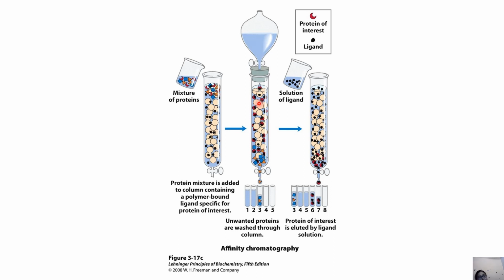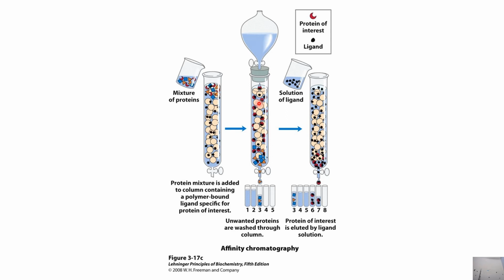Then we have affinity chromatography. Here the proteins are separated based on their affinity for a particular ligand. This is a column. The protein mixture is added to the column containing a polymer bound ligand specific for a protein of interest. Suppose we have a protein of interest in our mixture of proteins, and we want to separate only that protein. We know that there is another compound, a ligand, which has an affinity for the protein of interest.